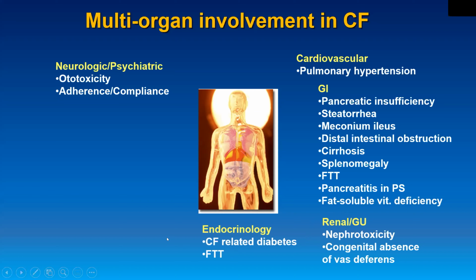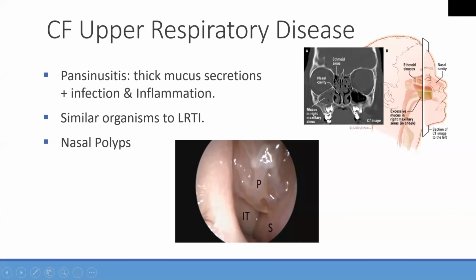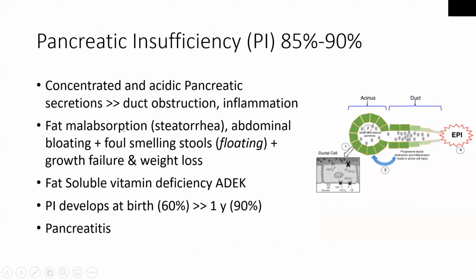CF-related diabetes, CF-related arthritis, allergic bronchopulmonary aspergillosis, and chronic pansinusitis and otitis. Nasal polyps are also a feature of cystic fibrosis, in older children and more in adults.